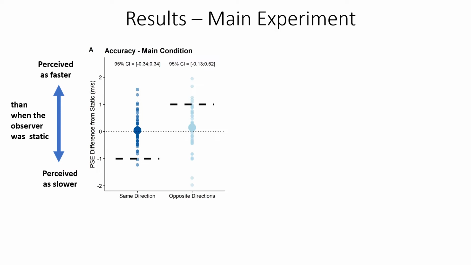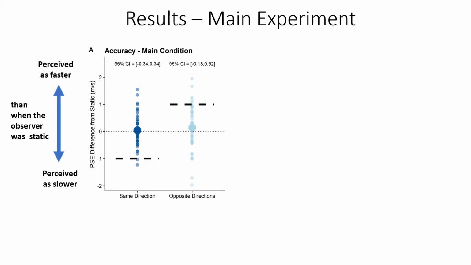For accuracy, which tells us about how complete the compensation for self-motion was, we have the test conditions, same direction and opposite directions, on the x-axis, and the difference in PSEs between these conditions and the static condition for each participant separately. So numbers above 0 mean that the target ball was perceived as faster than when the observer was static, and numbers below 0 mean that the target ball was perceived as slower than when static. We would expect the numbers to be around the dashed lines when our participants didn't compensate for self-motion at all, and on the dotted line here at 0 if they compensated fully.